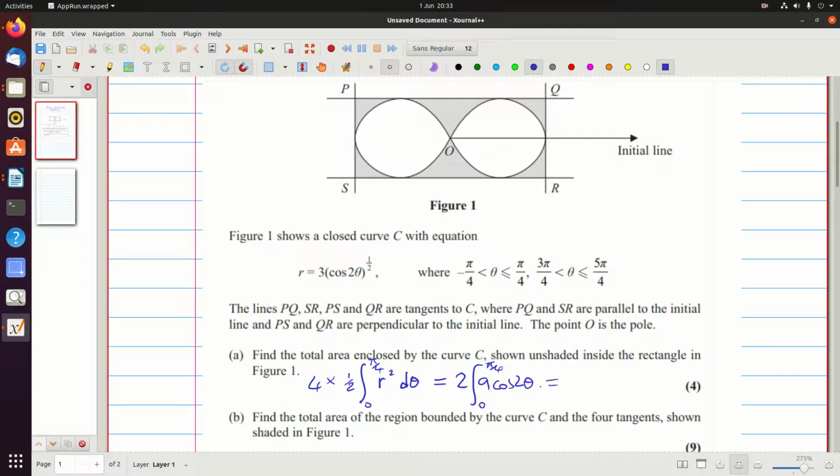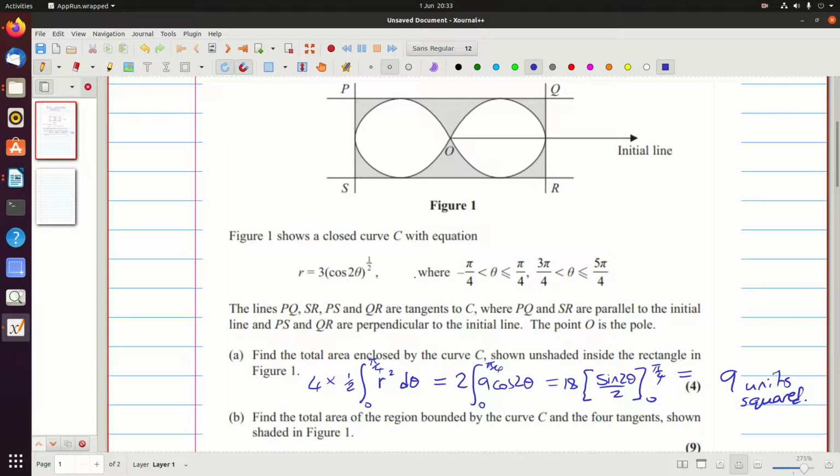Personally, I take the 9 out to make that 18. I'm then going to integrate cos 2 theta, which is sine 2 theta over 2, between pi over 4 and 0. Now I can just plug that in. Sine of pi over 2 is 1, and sine of 0 is 0. So you're just going to have 18 times a half, which is 9 units squared. So that one's nice and easy. That 4 marks is certainly not too bad at all.